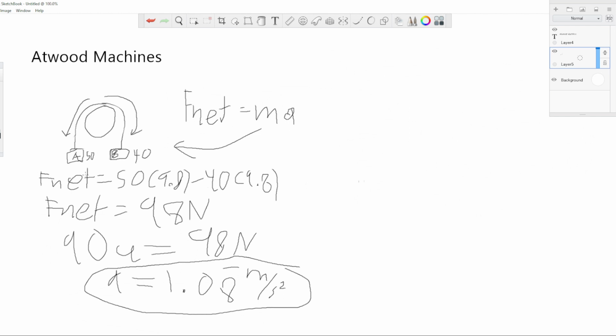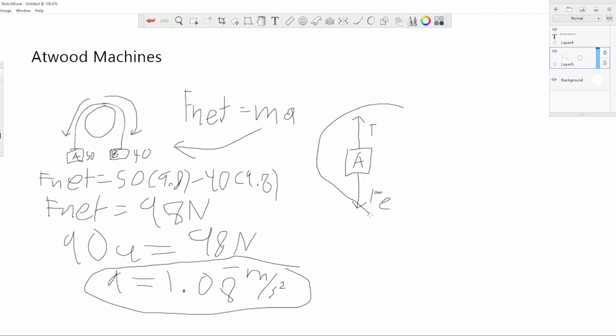For tension, you either choose A or B. It doesn't matter which one you do, because you'll always get the same answer for tension if your Atwood machine is frictionless and massless. So let's do A here. You're only going to look at A. On A, you've got the force of Earth, which is pointing downwards, and then you've got the force of the rope, which in this case is tension.